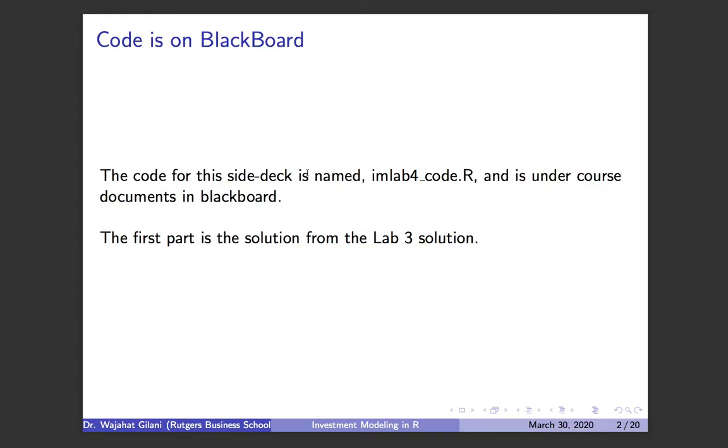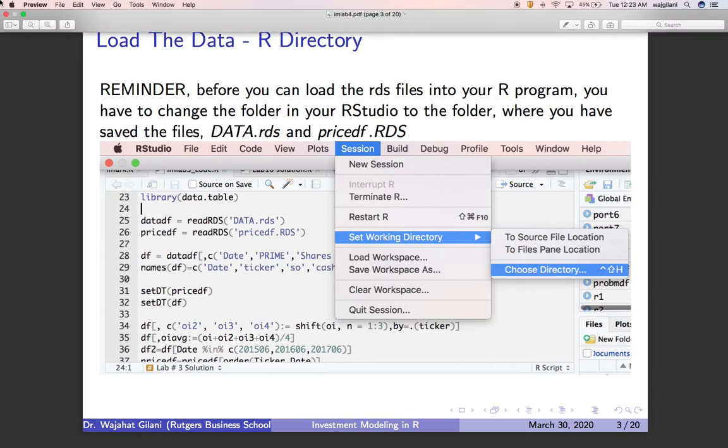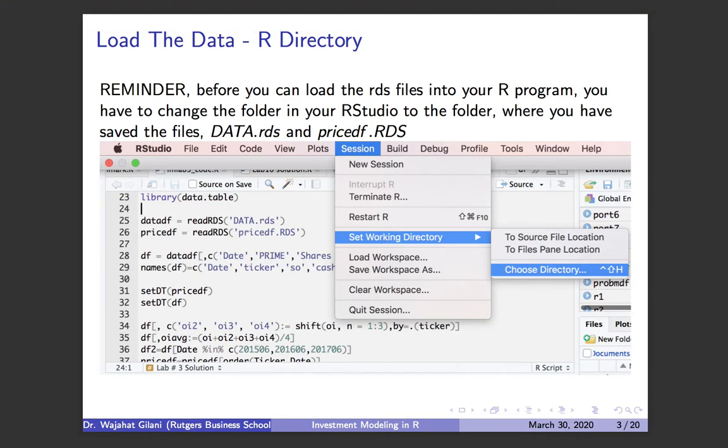So the first step here is, what we should have done is actually saved our data set from Lab 3, and I'll show you how to do that right now, but let's go ahead and rerun the code from Lab 3. In fact, the first part of the Lab 4 solution is going to be our Lab 3 solution. So let's go ahead and get that data going.